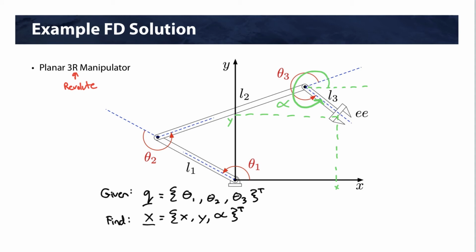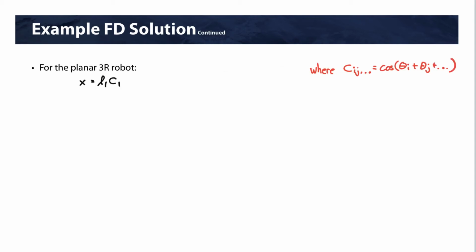Now for the second link, you might think it's just going to be L2 times cosine theta 2. But remember, when we were defining our angles, we defined theta 2 relative to theta 1. So in fact, it's going to be the cosine of theta 1 plus theta 2 times L2. So we're going to have plus L2 C12 now. And similarly, you can do plus L3 C123 for the third link. And that is our position in the X.